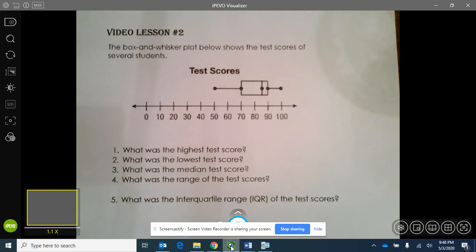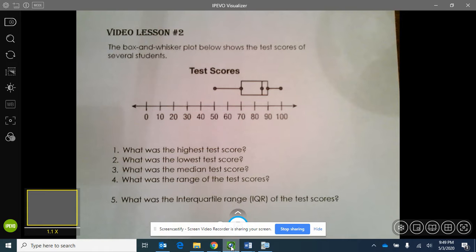Hello and welcome back. We are going to continue with our learning on box and whisker plots. For these next couple questions, however, we are going to focus on interpreting box and whisker plots. So we're not going to focus on making them. We spent a lot of time learning how to make them, how to find your 5-number summary. But for these questions, we're really just going to focus on finding some information about the data that's given to us.